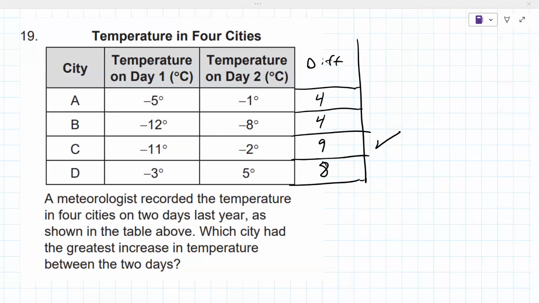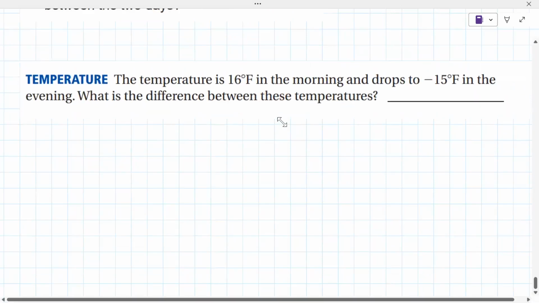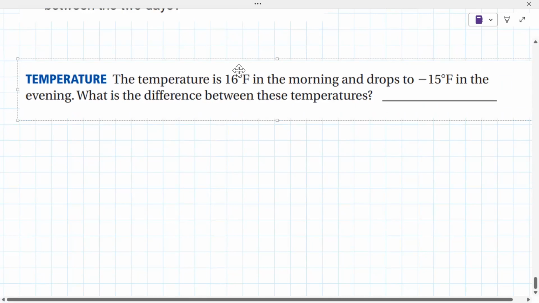Okay, let me go see if I can find something else for us to work on. All right, here is, it's going to be mostly these story problems here. So let's try another one. All right, so here's another problem for you to look at.